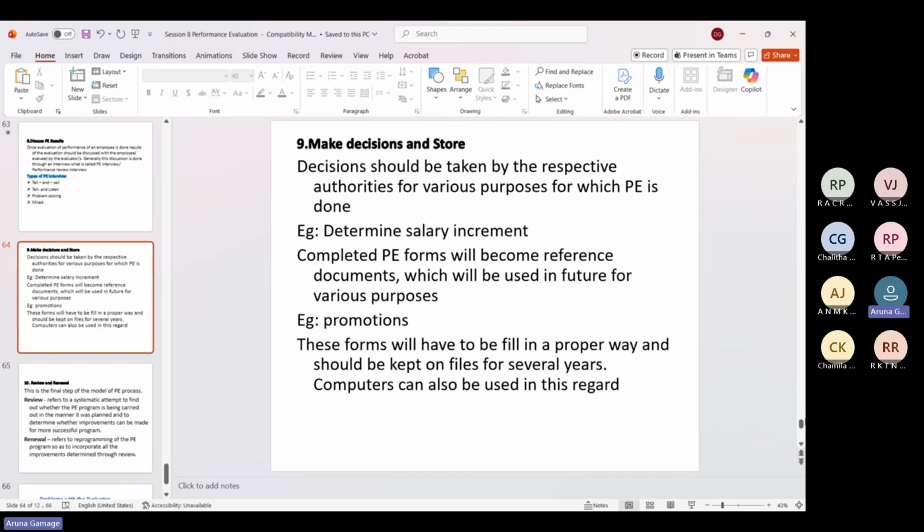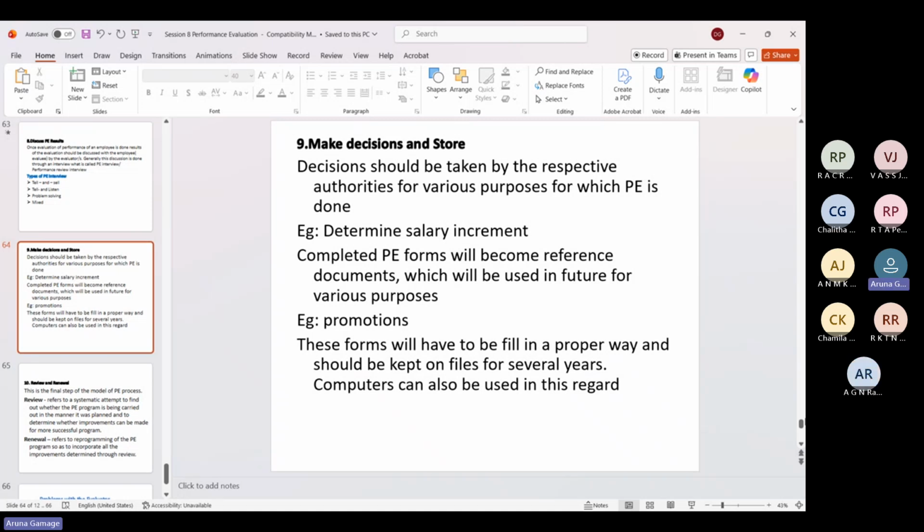Make decisions and so on. So performance evaluation is made in order to achieve a particular goal or goals, objectives. By doing performance evaluation, you have to take that decision. If you are not going to take that decision, it is useless. For example, you do performance evaluation in order to determine who should be given a salary increment. So why don't you use that performance evaluation information in order to take that decision?